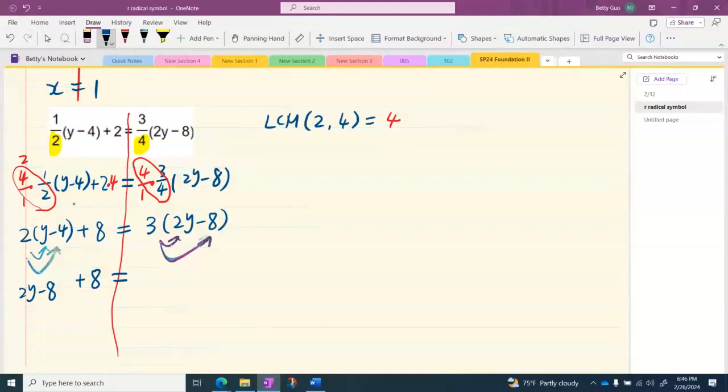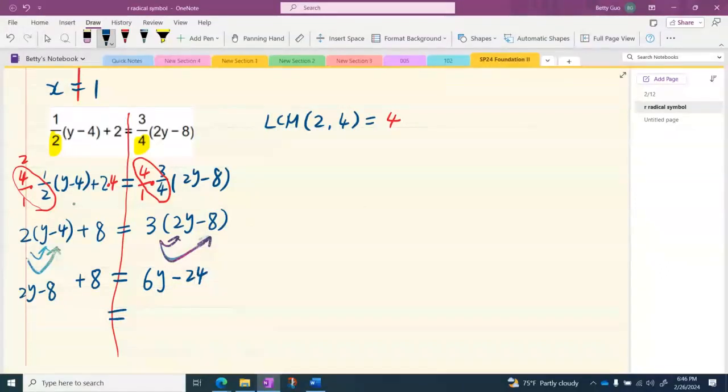So now on the right side, this means the triple of the group. Now we are going to remove the parentheses. The triple is going to go with each member. Triple 2y, triple 2, we have 6. So triple 2y, we have 6y. Triple -8, we have -24, right?